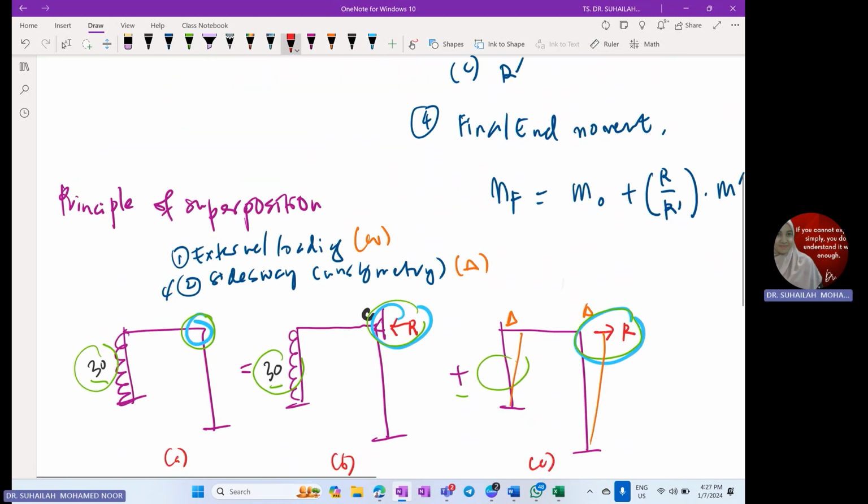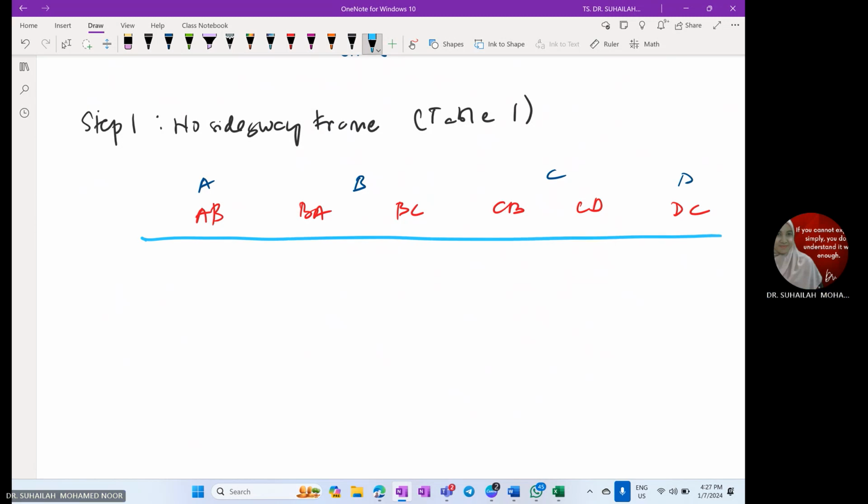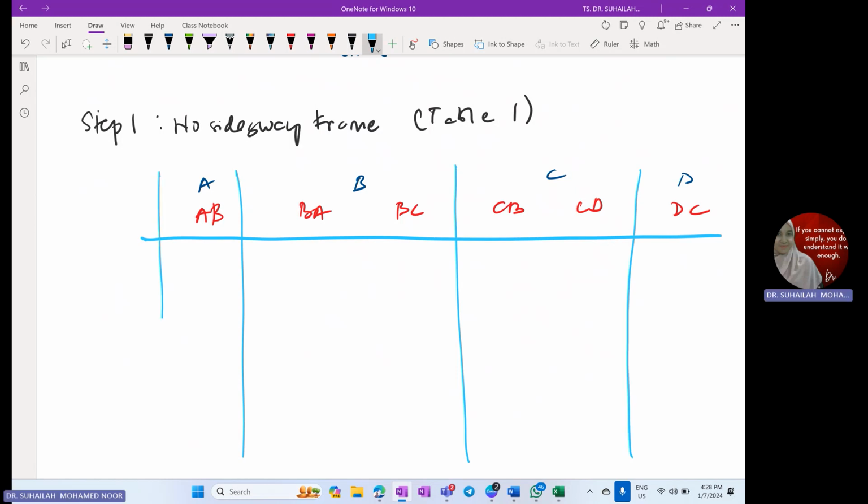So we will have 6 end moments: AB, BA, BC, CB, CD, and DC. We have joint A, joint B, joint C, and joint D. We make a boundary between A, B, C, and D. This is for A, this is for B, this is for C. Okay, we will calculate K and distribution factor. Assume EI is constant.